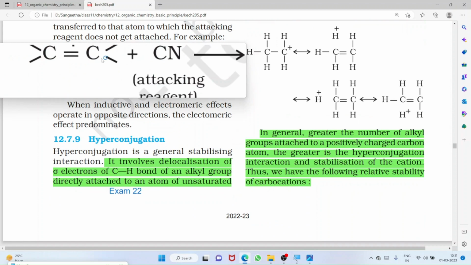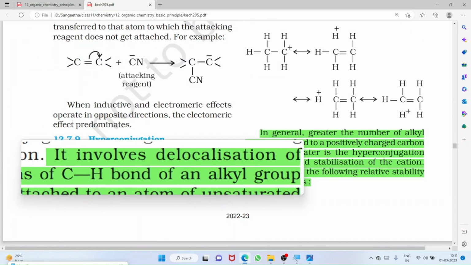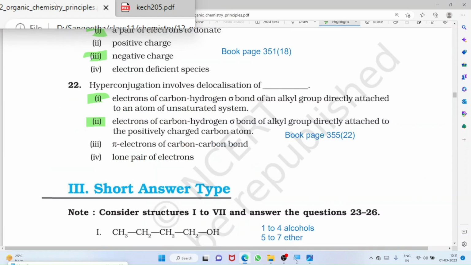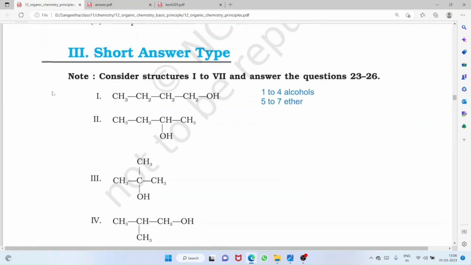Okay, so you can go through what is hyperconjugation here. It involves delocalization of all those things. Okay, short answer type.